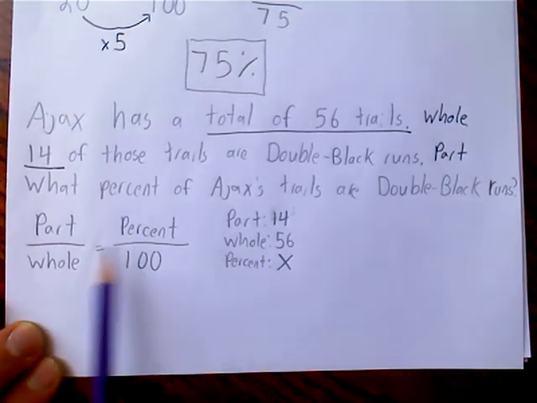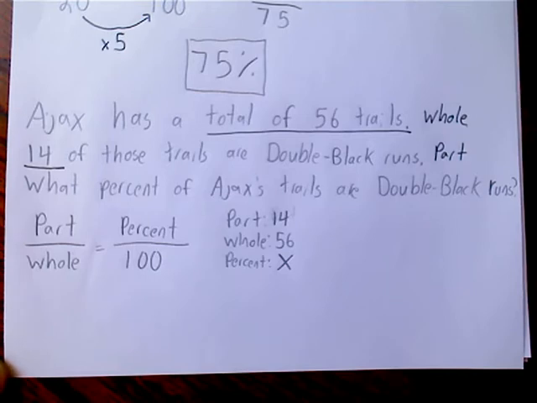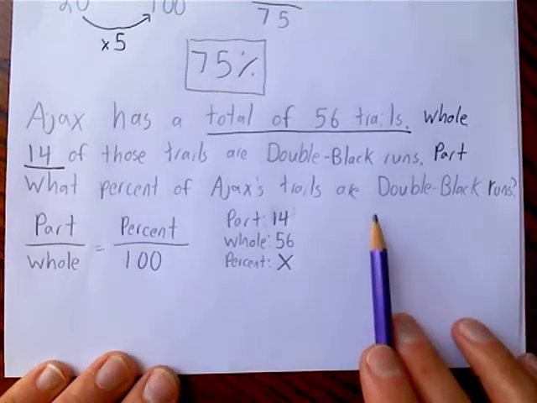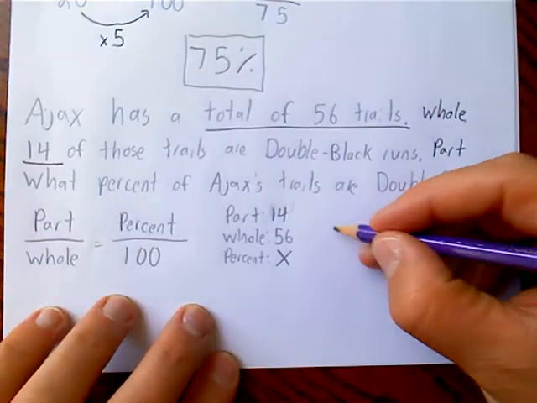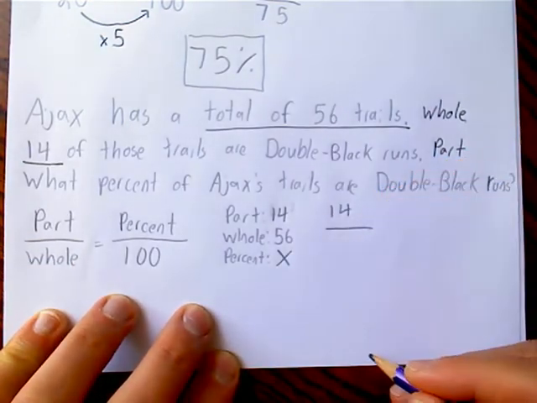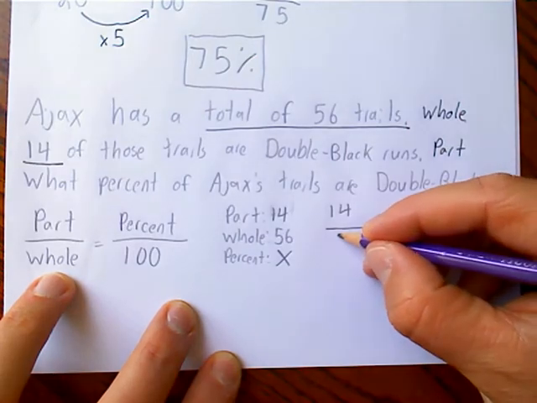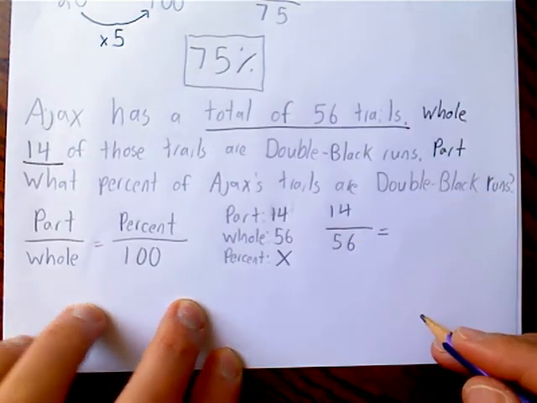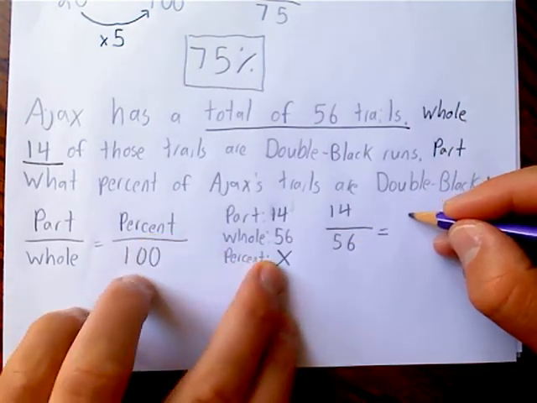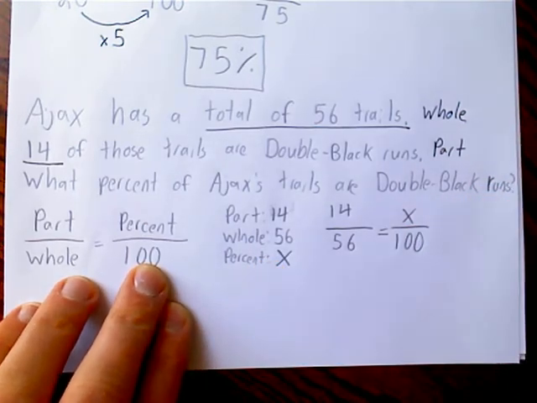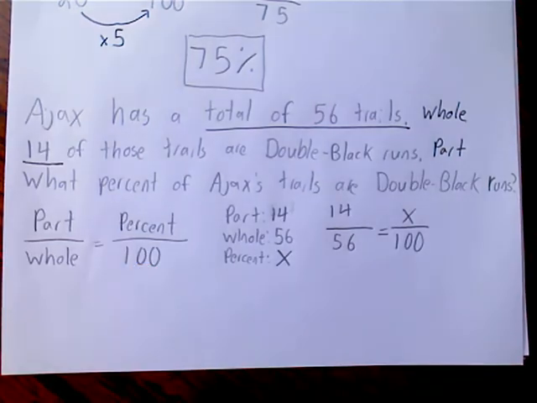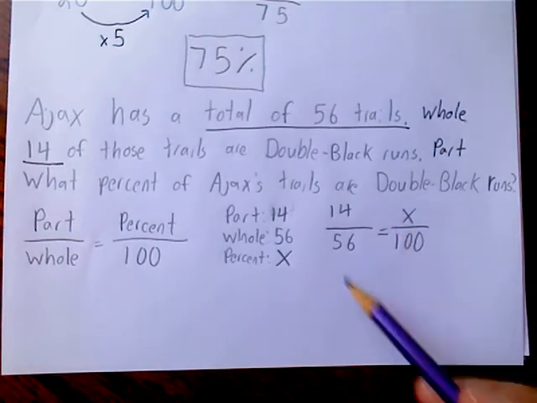Let's fill this into this problem over here. And actually, I'm going to do it over here just because I'm going to run out of space if I don't. So, part is 14. Whole is 56. Percent is X. All over 100. Yes? Yes. Okay. We've set up our proportion.